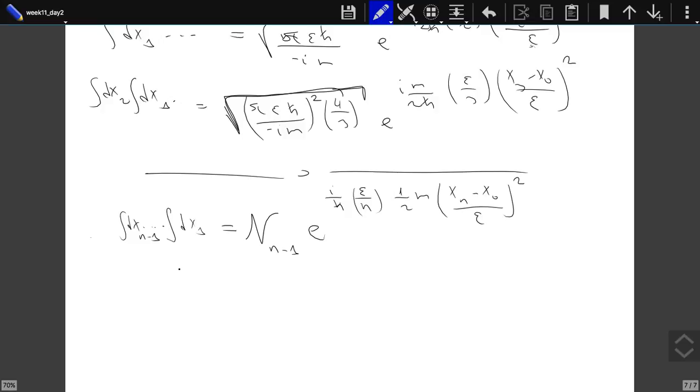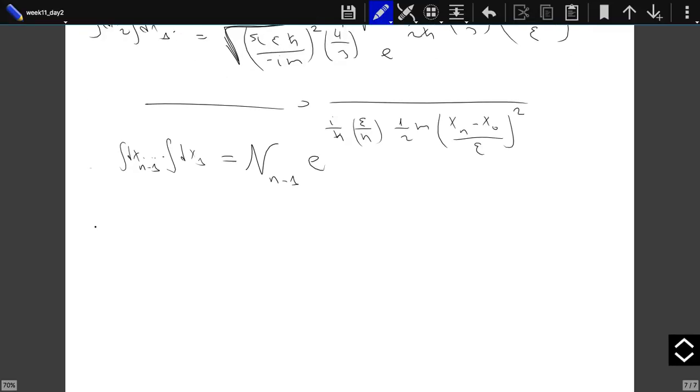I'm just speculating that for an arbitrary n, n can be 1 or 2 or 3 even. In this, n can be 2 or 3. I had already shown that this is correct. I will assume that this is true for an arbitrary n, and then I will try to show that this is correct for n plus first, for n plus 1.